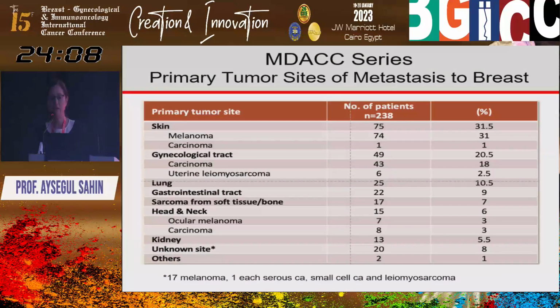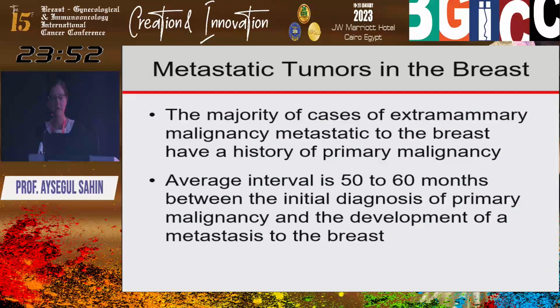And this is the MD Anderson series we published 2 years ago with 238 cases. Again, melanoma is the most common metastatic tumor in breast. The majority of the cases of extramammary malignancies metastatic to breast have a history of primary malignancy.